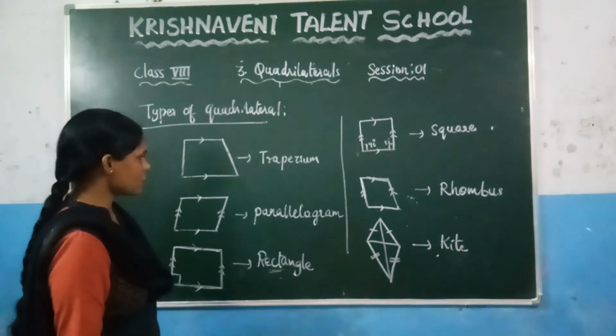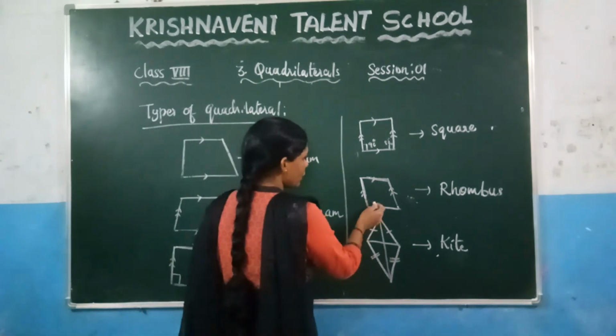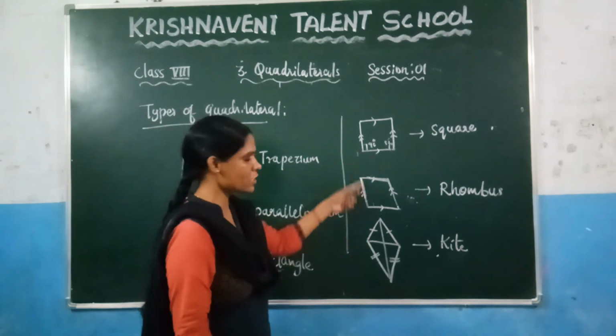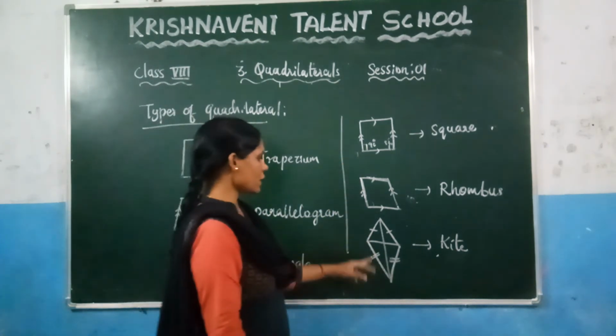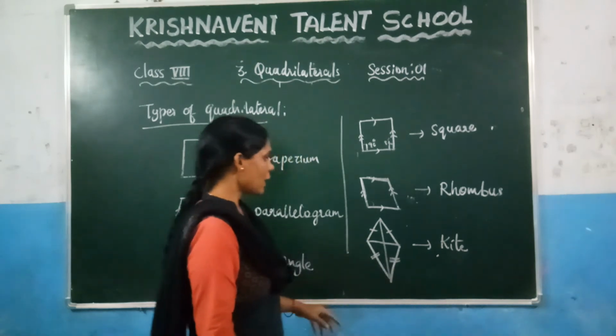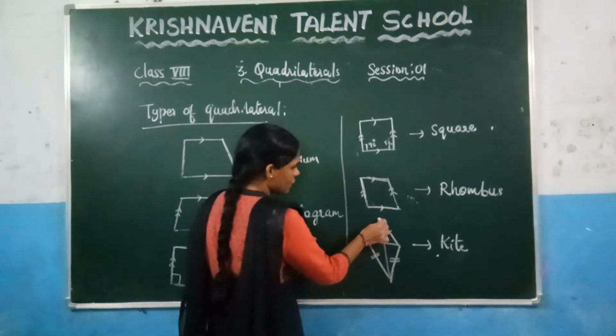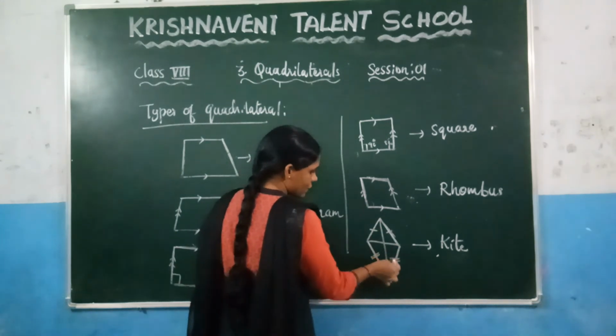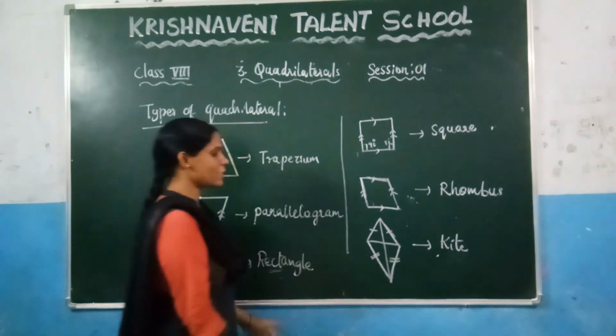But what is the condition here? The angle need not be equal to 90. There is no condition here that the angle should be equal to 90. That is the difference between these two. Now the next one, which we call a kite. And in a kite, you can observe that the adjacent sides are equal. That means this side is equal to this side, and this side is equal to this side. That we call a kite.